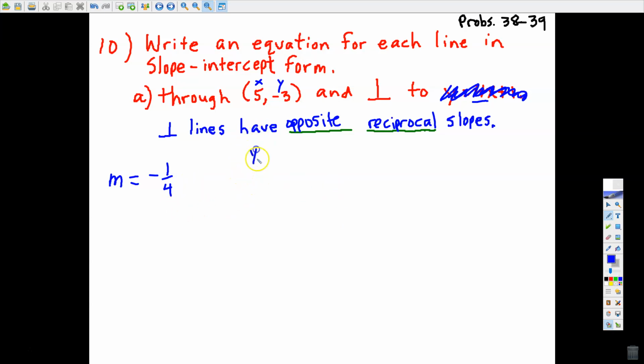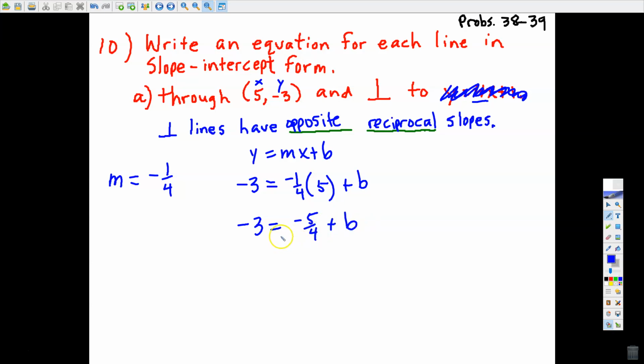All right, so remember y equals mx plus b. So y is negative 3. m is negative 1/4. x is 5. And I'm going to be solving for b. Negative 3 is negative 5/4 plus b. Now I'm going to change, just like I did in the previous problem, negative 3 into fourths. And hopefully you can see that that's negative 12/4. So let's just mark out negative 3 and make this negative 12/4.